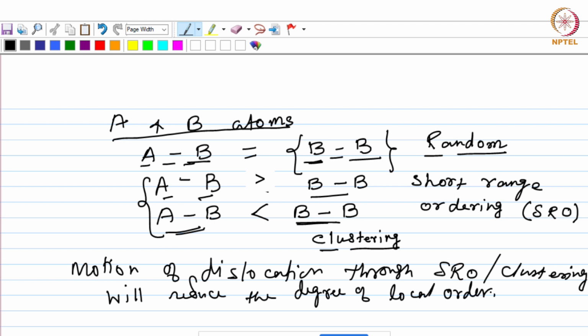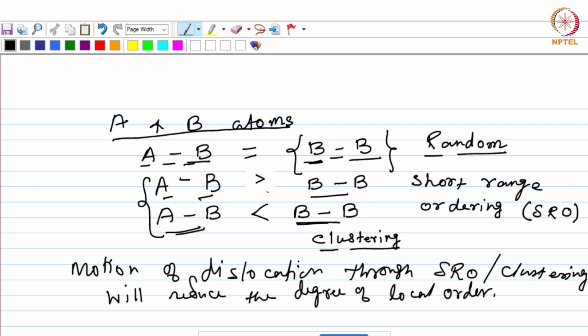And as a result of that, the energy of the system will increase. Okay, and in order to sustain this energetically unfavorable dislocation motion, more energy or more work is needed, and that is why you have to apply more stress for the dislocations to move. Okay, and that is how the strength will increase through this kind of short range order interaction.